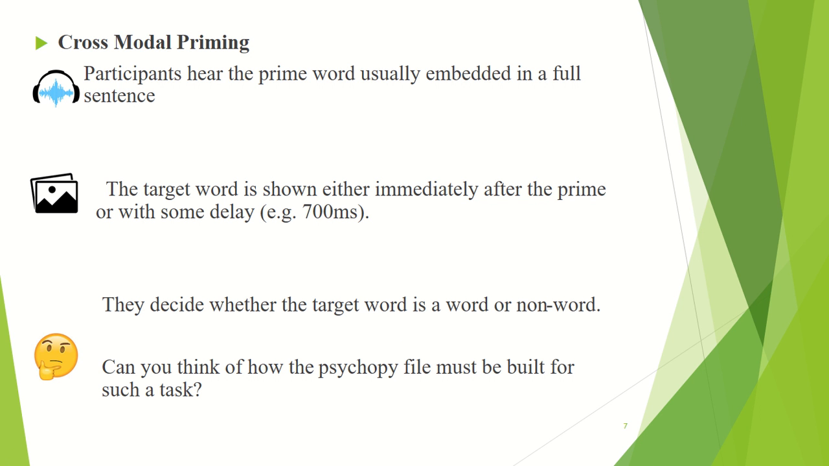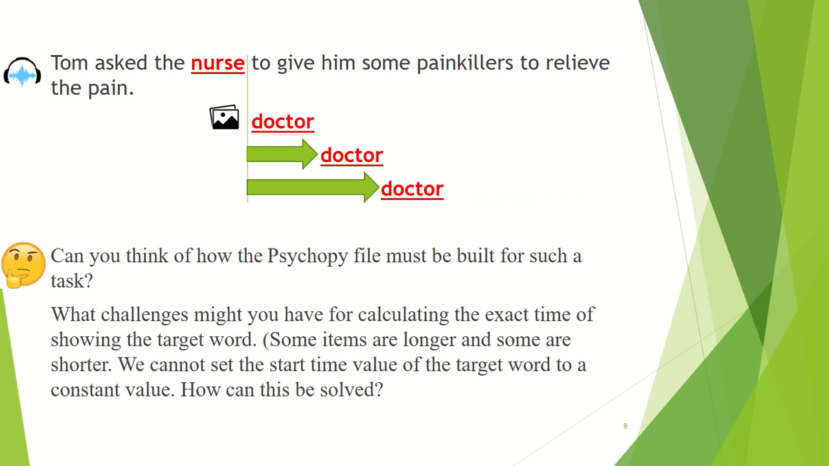So you can think of how to change the semantic priming PsychoPy file to get a cross-modal priming experiment. As an example, participants hear this sentence: Tom asked the nurse to give him some painkillers to relieve the pain. So our prime word is nurse, and participants will see the word doctor immediately after hearing the word, after the offset of the word nurse, or after some time, for example, 200 milliseconds or 700 milliseconds.